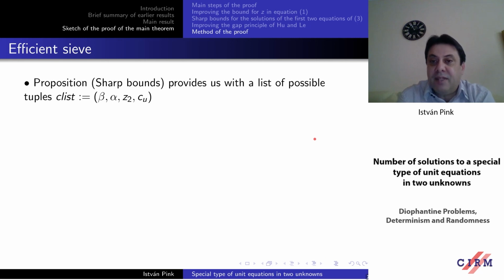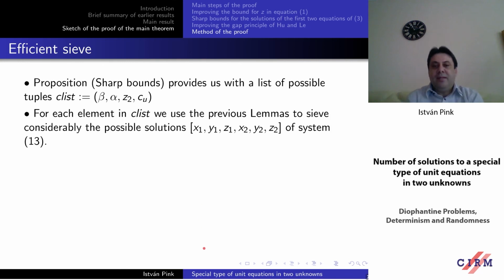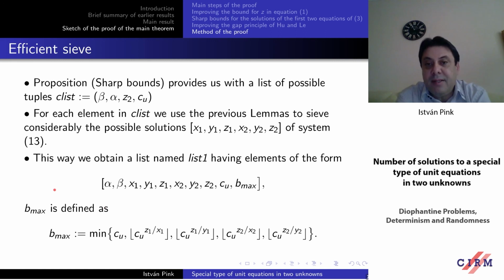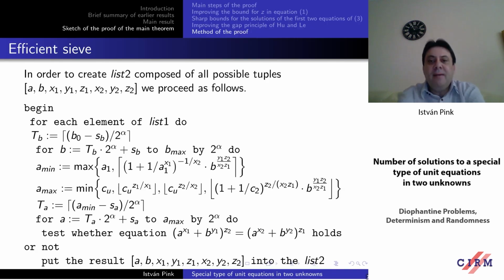And now, how to proceed, how to use this idea? Proposition sharp bounds provides us with a list of possible tuples, beta, alpha, Z2, and Cu. For each element in this list, we use the previous lemmas to sieve considerably the possible solutions x1 up to Z2 of the system 13. This way, we obtain a list named list 1, having elements of this form, containing all the necessary data: the parameters alpha, beta, the possible solutions, and the corresponding upper bounds Cu and B max, where B max is the corresponding upper bound for B. Then, in order to create our list 2 containing all the necessary data A, B, x1 up to Z2, we just implemented the above presented idea.